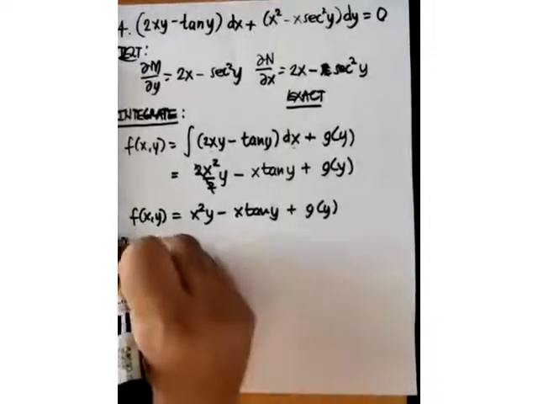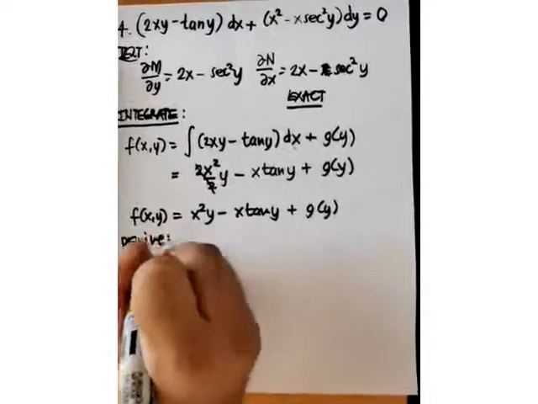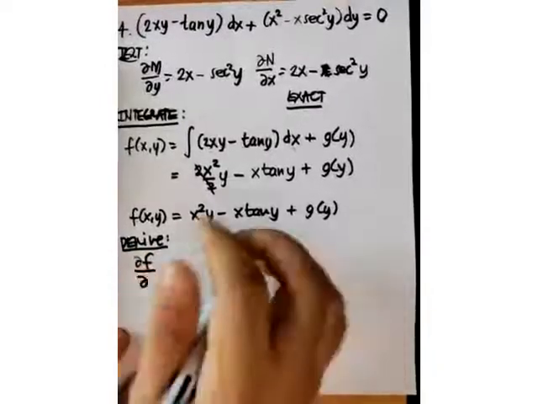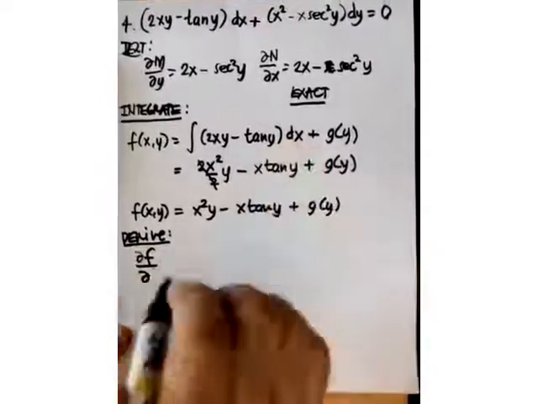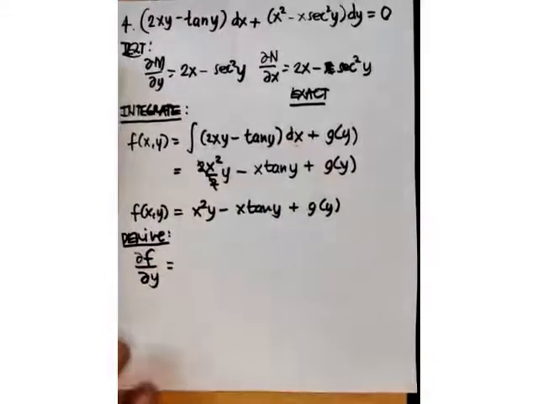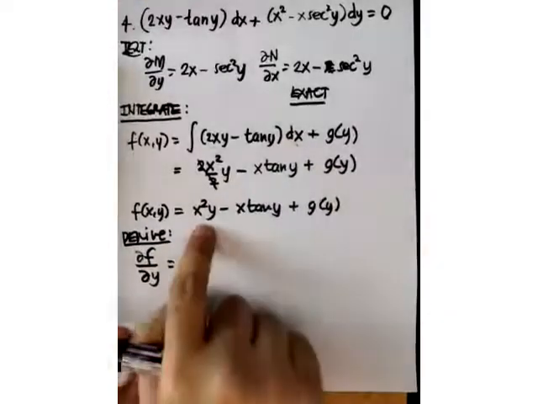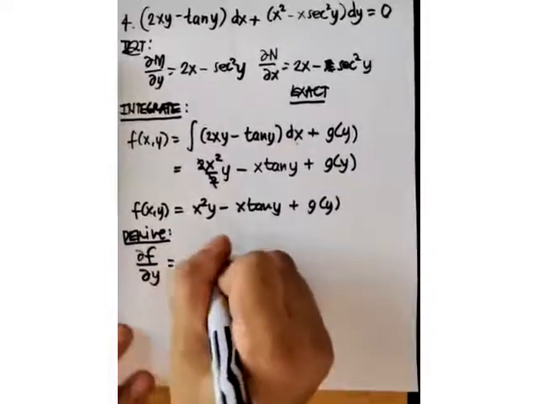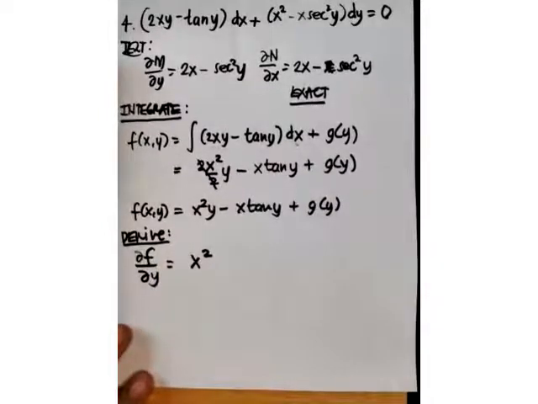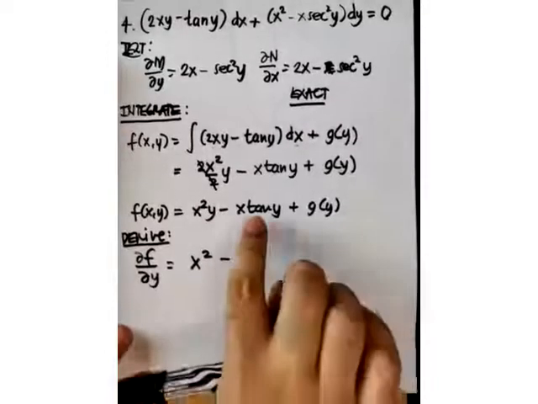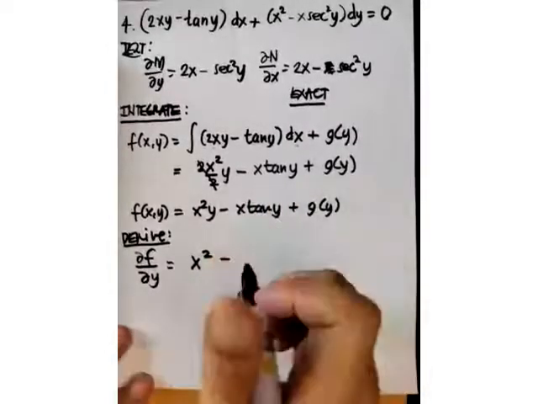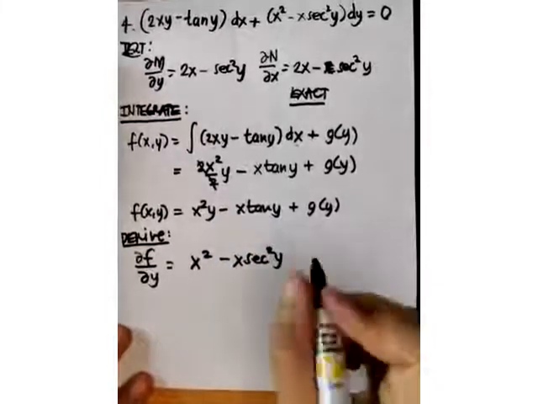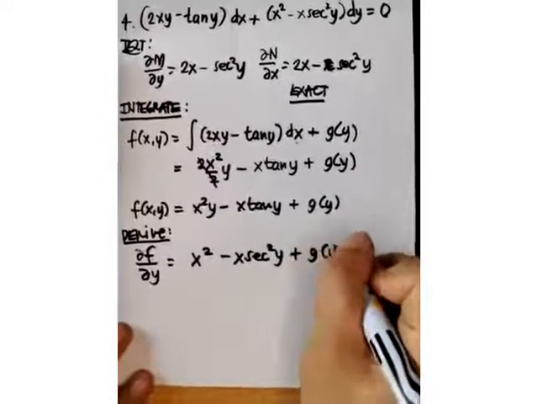Okay, next we derive. Okay, paano tayo magdi-derive? So this time is derive natin siya. Since in-integrate natin siya in terms of x, i-derive natin siya in terms of y. Okay, ano ang derivative nito in terms of y? It's just x squared minus derivative nito in terms of y wherein x is constant. So x secant squared y. Okay, plus g of y prime.